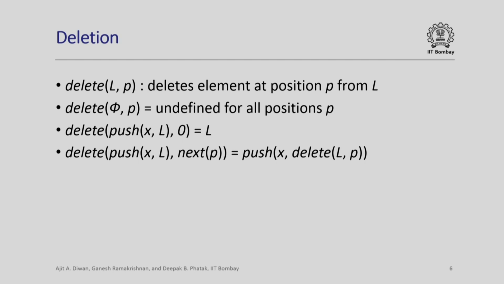Similarly, we can define the delete operation, which deletes the element at position P from L. Deleting from an empty list is undefined for all positions. There is no element at any position in the empty list. Delete from the 0th position from the list obtained by pushing x comma L gives the list L itself. So, effectively it removes the first element of the list. If the list is not empty and we are deleting from the position next of P from that list, then essentially we keep the first element as it is and delete from L from the position P.